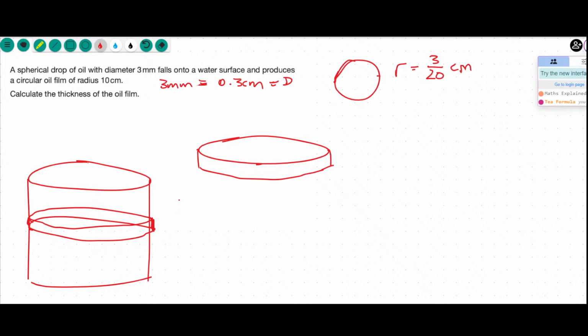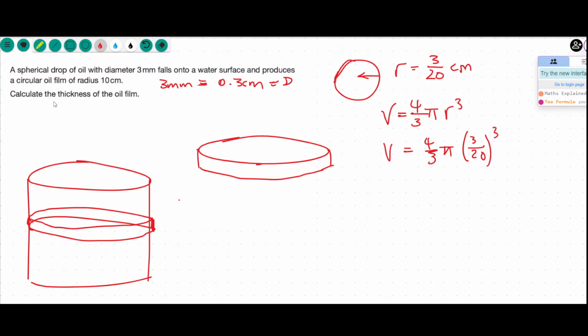So this little bit here, and from this, I suppose we could find the volume. Try to keep it as fractions, I suppose, this time. 4/3 pi and 3/20 cubed.